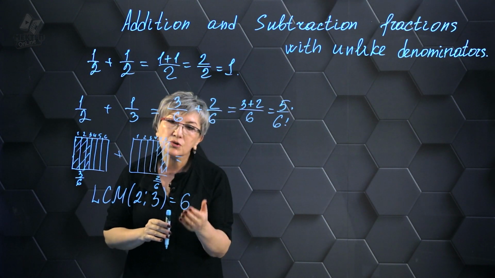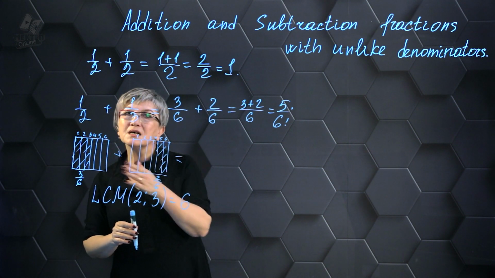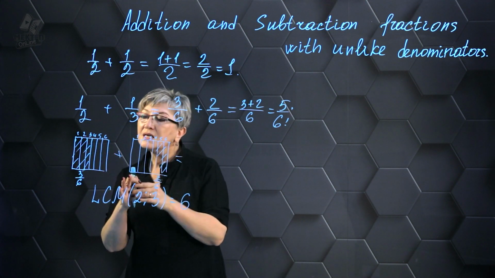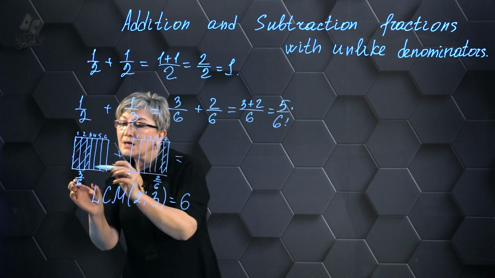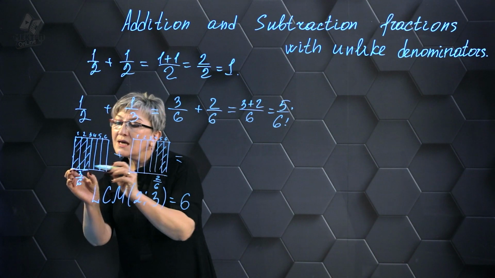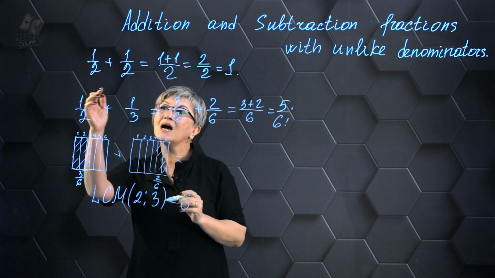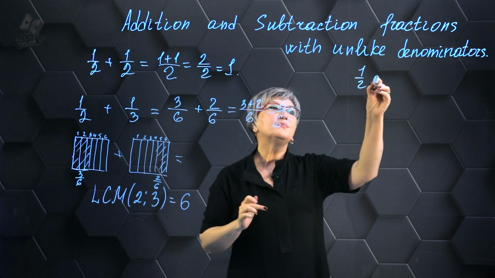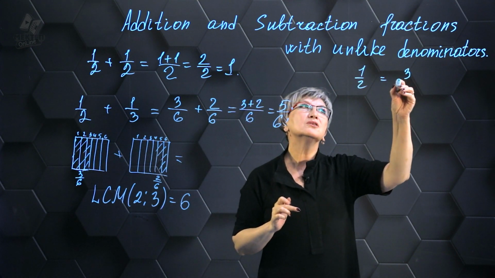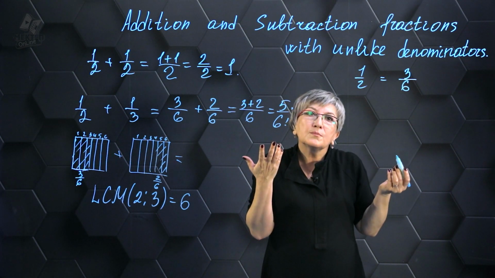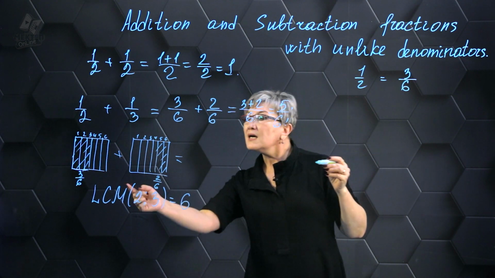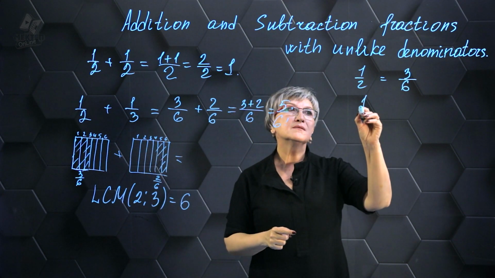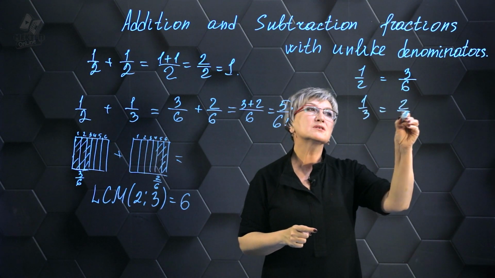I found a number that I divided by so that it would be the same for me. And then I realized that this portion is divided into 3 equal parts. So my 1/2 was converted into 3/6. Well, how did that conversion take place? What caused my 1/2 to change into 3/6? And my 1/3 transformed into 2/6.